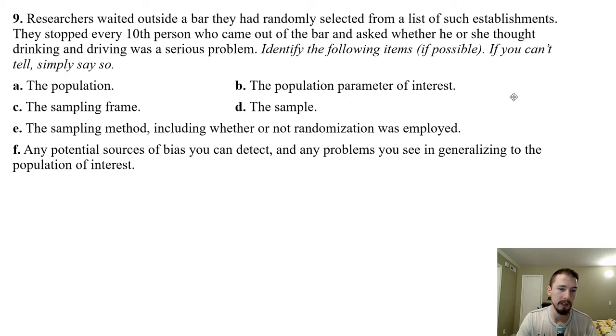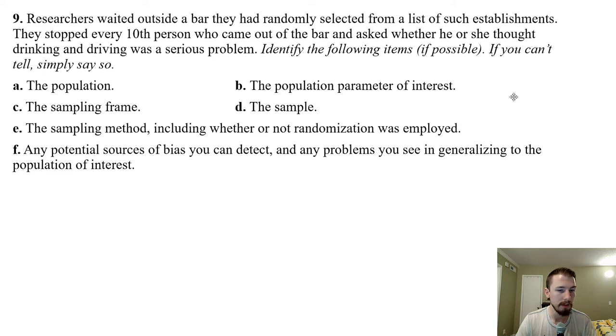So what is their population? We're trying to see, I suppose, if people over the age of 21 believe that drinking and driving is an issue, or if just voting American adults or people in the city or the county or the state, whatever, I don't know. It just depends. The sampling frame is only the people who went to the bars, because those were the only people that had the option of even being selected, so only the people that went to the bars on that day. The population parameter of interest, what we want to know about the population, is whether or not people's opinion on drinking and driving is that it's a serious issue. The sample is going to be the actual people that were selected, so every 10th person that came out of those bars that they went to.